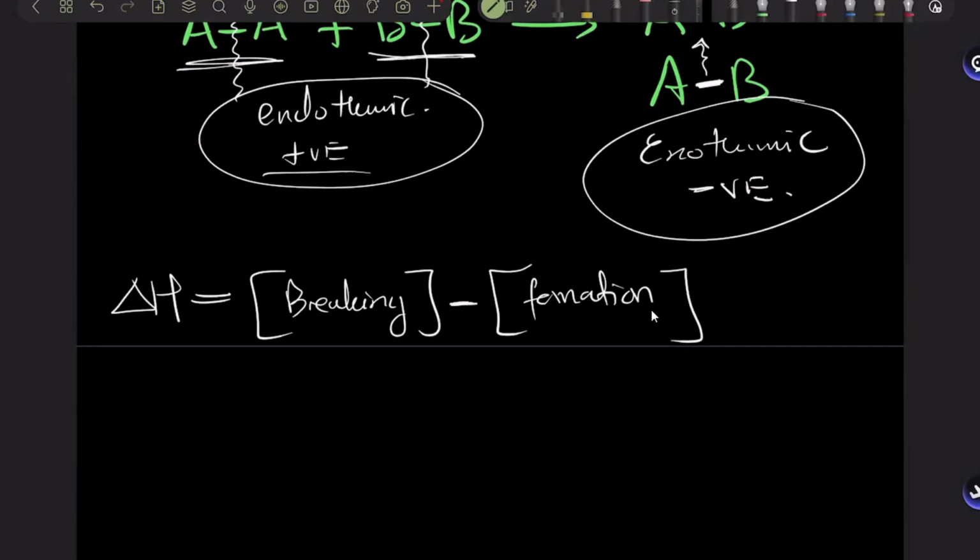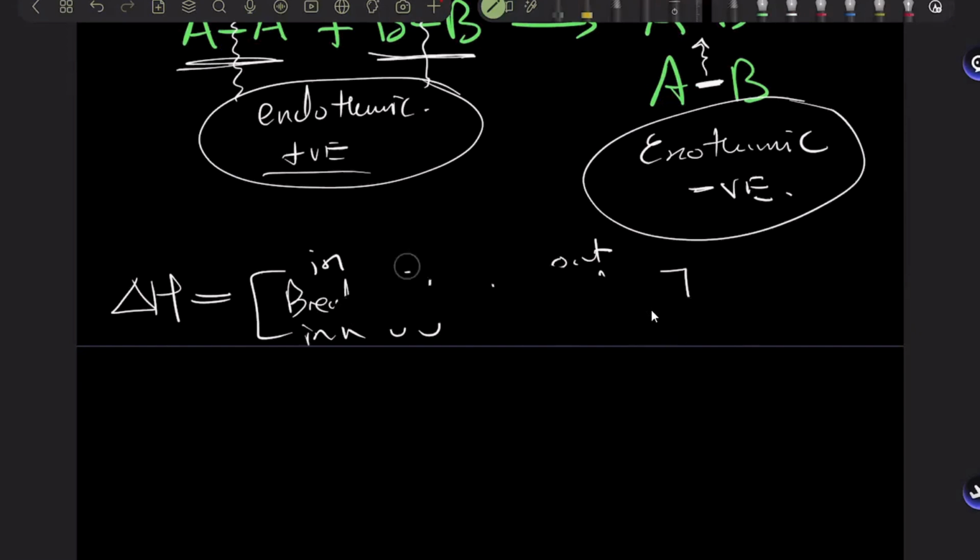Or minus formation of bonds, right? So that's why we say energy given in to break the bonds in reactants and energy given out when formation of the bonds in products takes place. Are we clear?